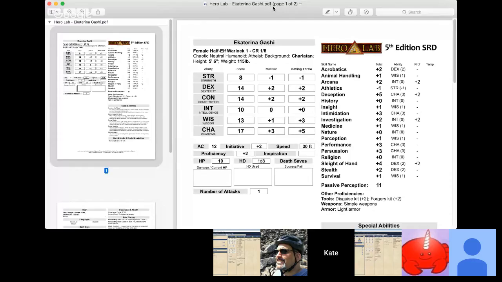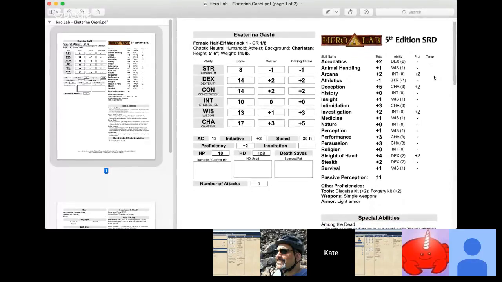Okay. If you can see my screen, I've got the character sheet up. The character sheets aren't bad. They're very functional. Not the prettiest I've ever seen, but they work pretty well.